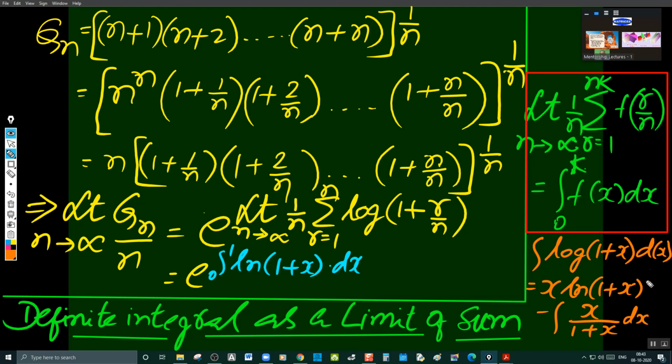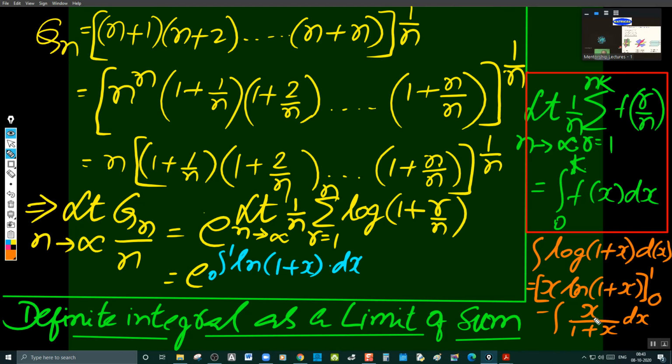इसका लिमिट्स 0 to 1 है, तो लिमिट अप्लाई कर दो, ये log 2 हो जाता है. 1 into log 2 minus 0.